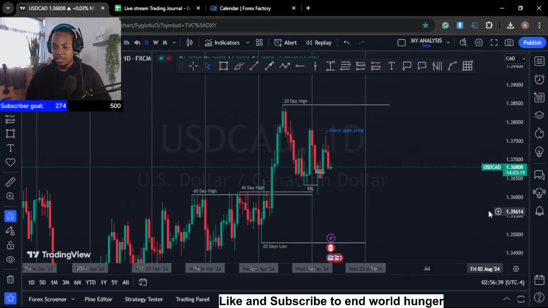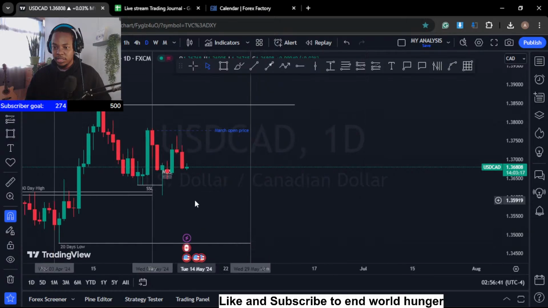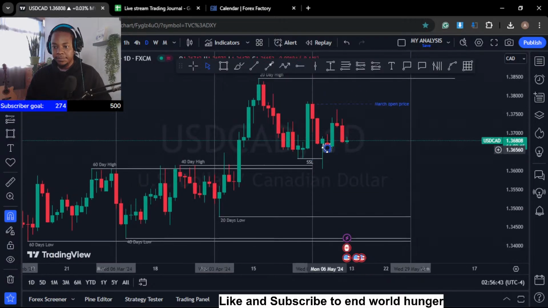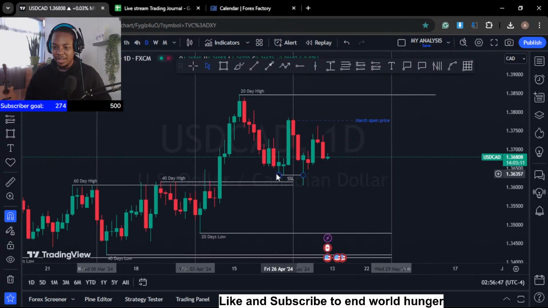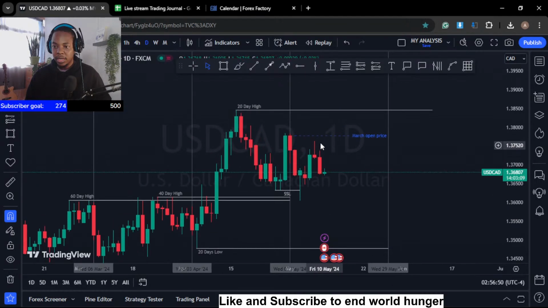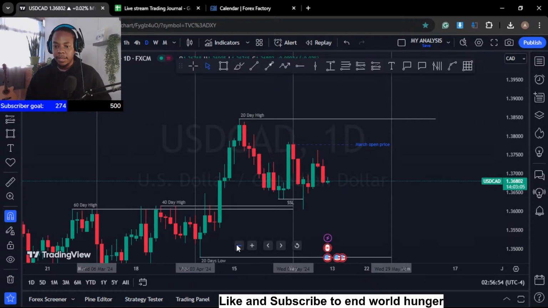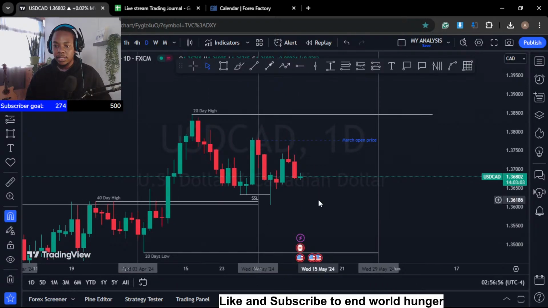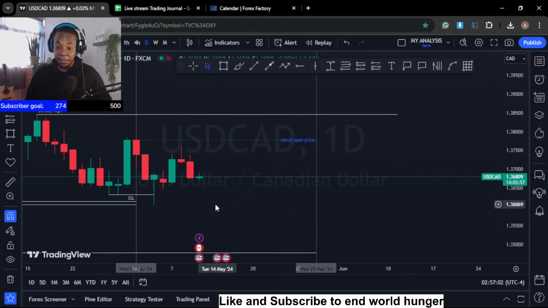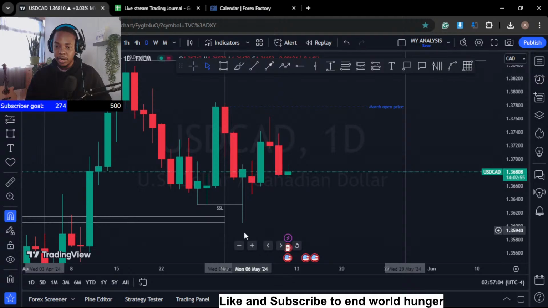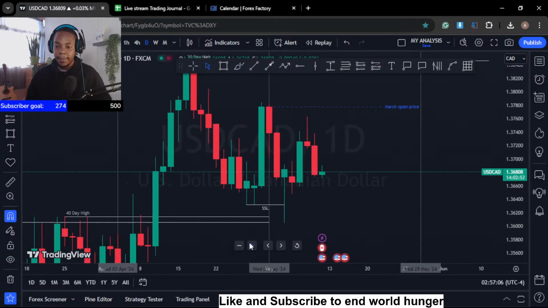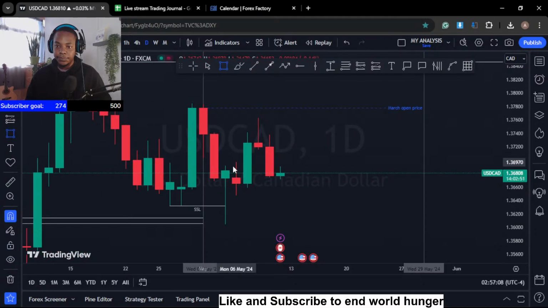And then as you can see, I got my IPDA data right there. Let's delete all of this. Sell side taken out, and then this is March opening, and we're currently in a discount. Previous day low taken out. We're currently in a premium for the day to actually sell it off if you're looking for sells. So we got this order block.